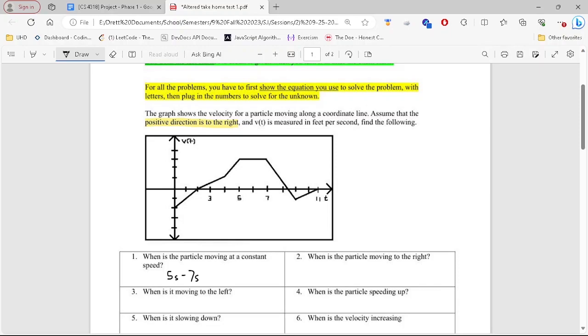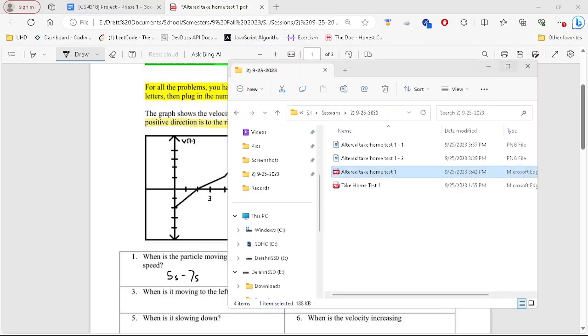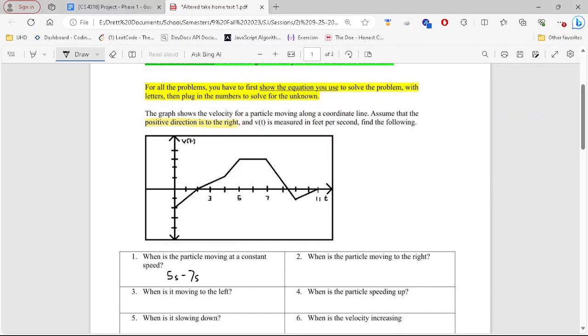So if it's above this axis, it's positive because the velocity is going to be equal to a value that's greater than 0 when it's above here. So it's going to be everything that's above here. So from here all the way onto here at this point.